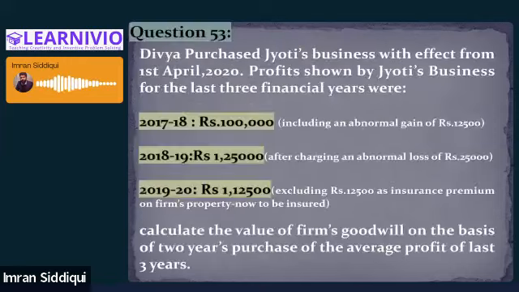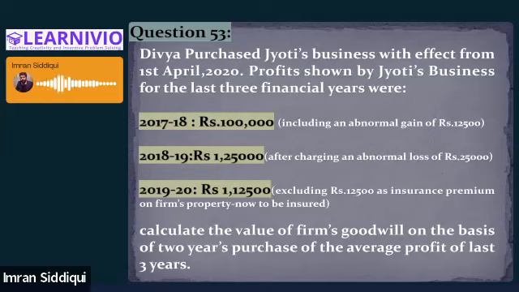In the upcoming question, let me show you inside. If you read question number 53, you will notice something. It says Divya purchased Jyoti's business with effect from 1st of April 2020. Profit shown by Jyoti's business for the last three financial years: for the year 2017-18, it was rupees 1 lakh, including the abnormal gain of 12,500. Then in the year 2018-19, profit was 125, after charging abnormal loss. Then in the next year, profit was excluding 12,500 as insurance premium. So what are all this information given in the brackets along with the amount of profit for all the years, and how will these be used during the calculation of goodwill? We need to understand this.